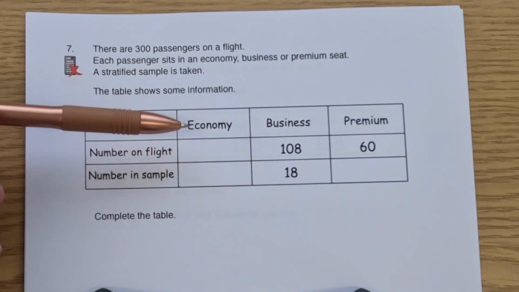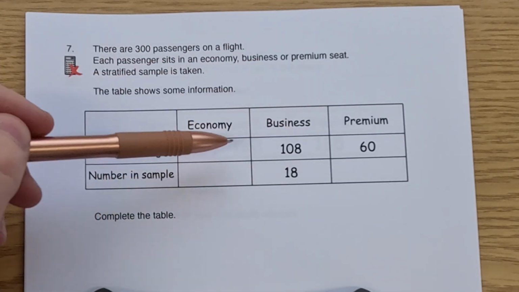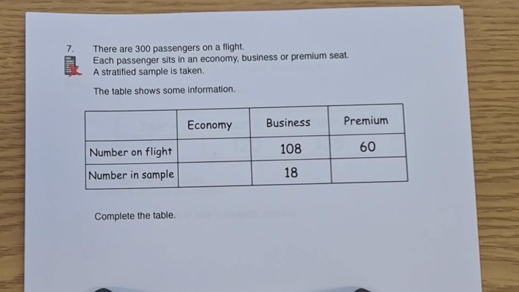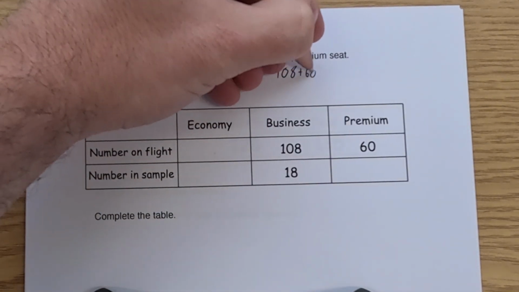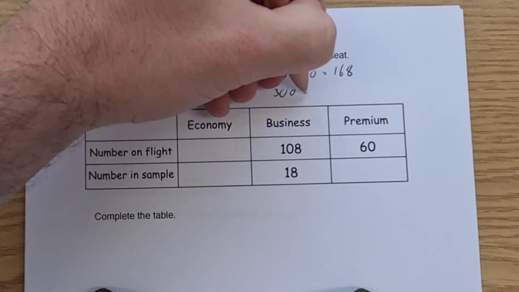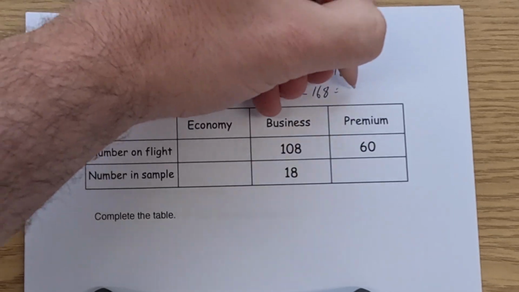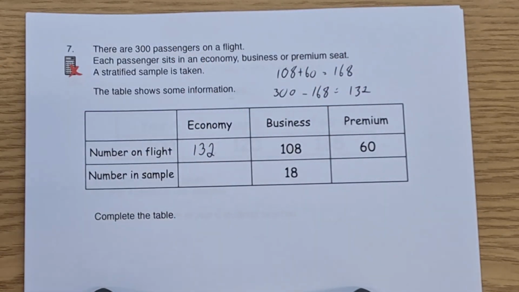Let's work out how many people are in economy, because there's 300 passengers altogether. So that means that this number and this number must add together to be 300. So let's do 108 plus 60, and that's equal to 168. And then if we do 300 take away 168, that's equal to 132. So that means there's 132 economy passengers on this flight.